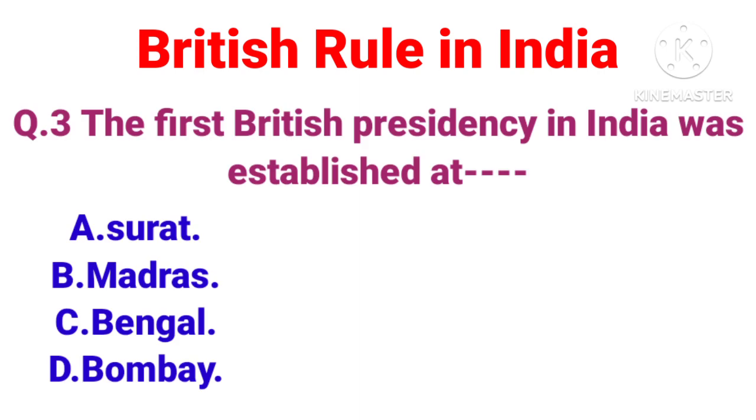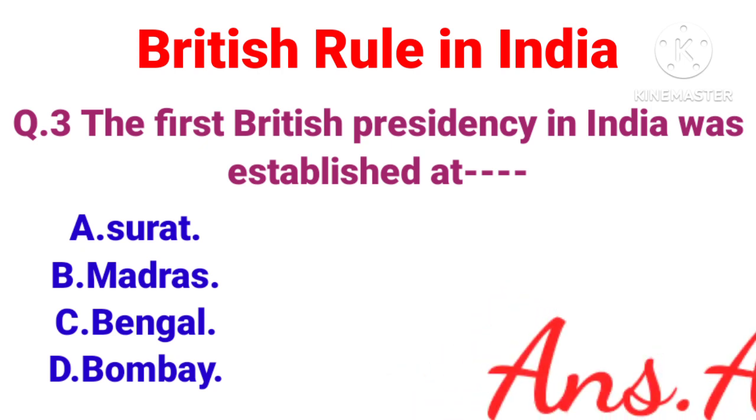Question number 3. The first British presidency in India was established at option A. Surat, option B. Madras, option C. Bengal, and option D. Bombay. So the correct answer is option A. Surat.